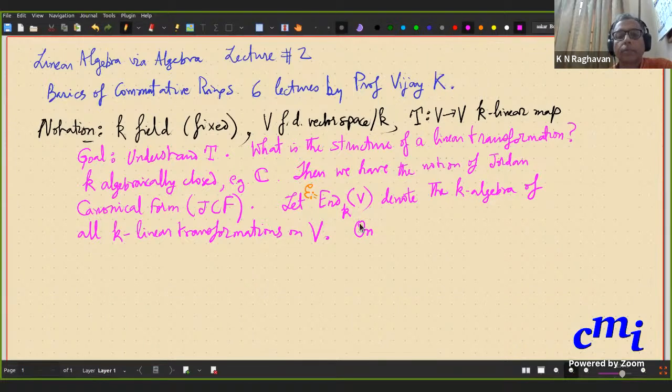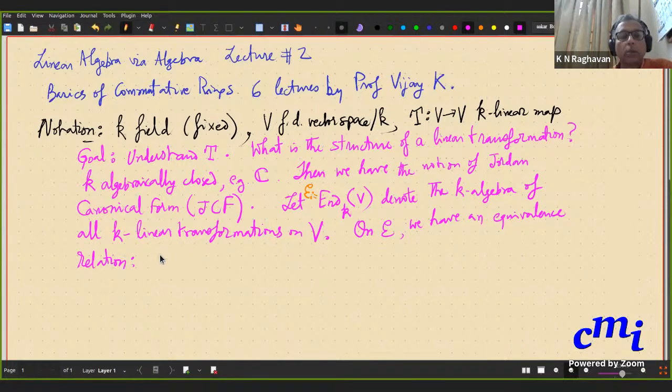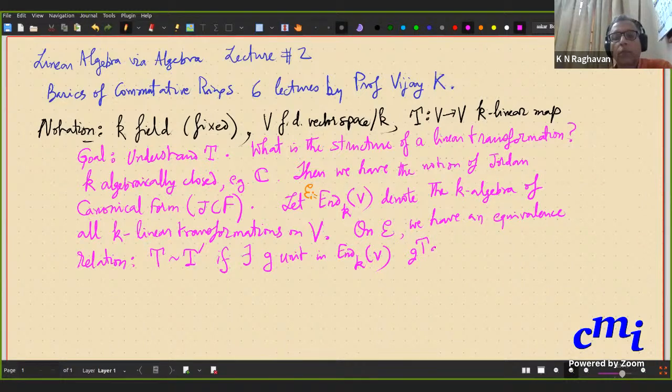On E, we have an equivalence relation. T is similar to T prime if there exists G, a unit in End_K(V), such that G T G inverse is equal to T prime. Now that's an equivalence relation. We can easily check.